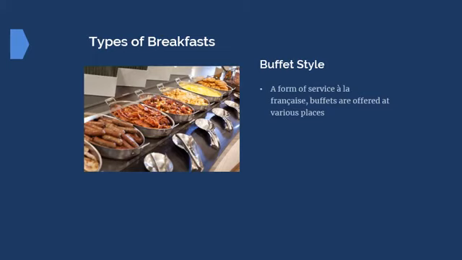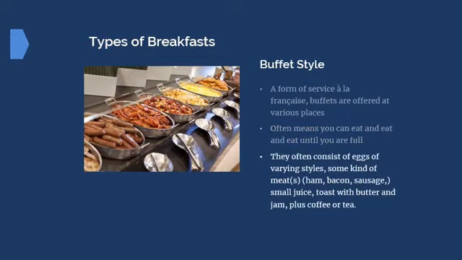Buffet-style breakfasts are a form of service known as à la Française. Buffets are often served at various different places, including banquets and catering functions, and even some casinos do a breakfast-style buffet. It often means that you can eat and eat and eat until you're full, which is a good bang for your buck. They often consist of eggs in varying styles and some kind of meats such as ham, bacon, sausage, small juices and toast with butter and jam plus coffee or tea. In many ways, this resembles a full service breakfast, just served buffet style.